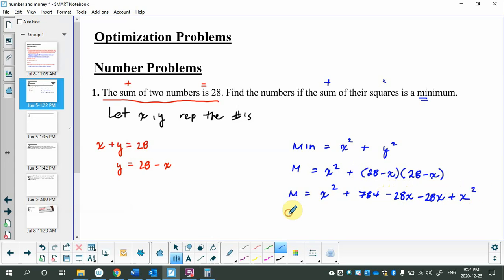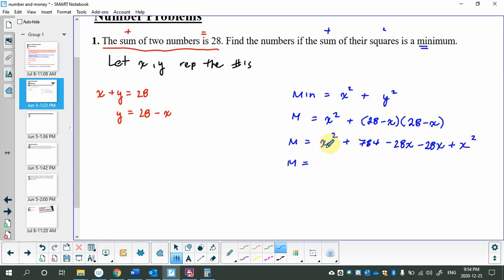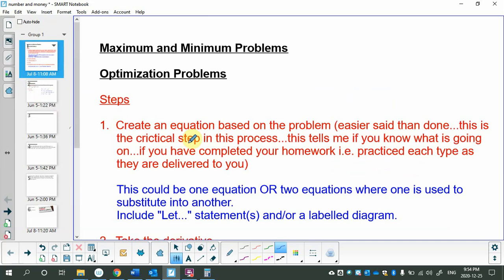And I'm going to collect like terms, and it doesn't matter your order. This isn't a factoring question yet. So x squared and x squared is 2x squared minus 56x, negative 28x and negative 28x, plus 784. So I am done step 1.